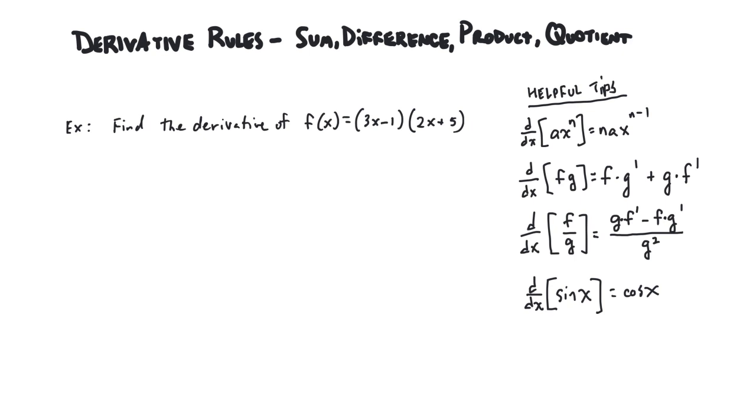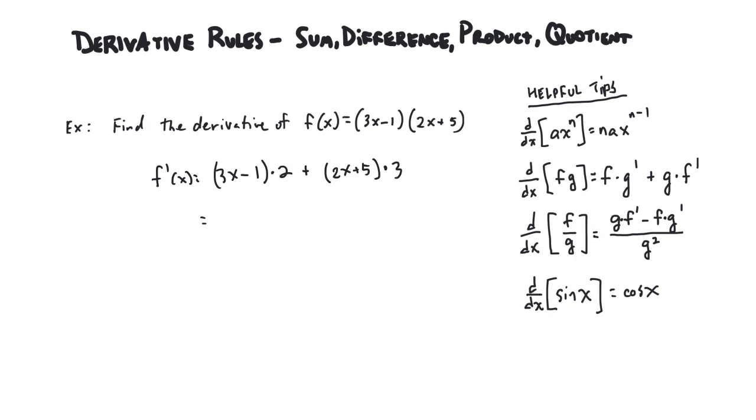Say I was asked to find the derivative of f of x equals 3x minus 1 times 2x plus 5. So 3x minus 1 is my first function, and 2x plus 5 is my second function. And therefore, using the product rule, I would say that the derivative is going to be the first function, 3x minus 1, multiplied by the derivative of the second, and the derivative of 2x plus 5 is 2, plus the second function, which is 2x plus 5, multiplied by the derivative of the first. The derivative of 3x minus 1 is just 3.